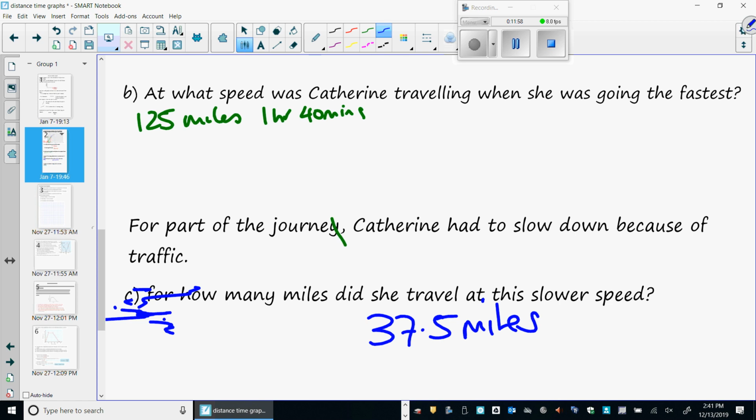Why wouldn't you just travel 25 miles and not 37.5? Why did you add the 12.5? Because that line goes all the way up to the 12.5, to the next square. Look, from here to here is 25. From here to here is 12.5. Add that together, it equals 37.5. Are you with me?